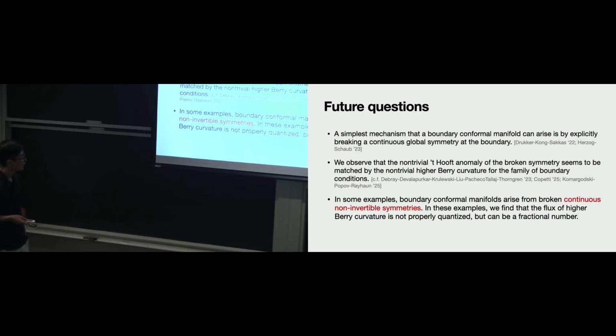So in some examples, we saw that the flux of Berry curvature was a fractional number. And, for instance, in this free boson example, the boundary conformal manifold can actually be understood as coming from the breaking of a continuous non-invertible symmetry, although I didn't explain it that way. And one may wonder whether there is any relation between anomalies of these continuous non-invertible symmetries and this fractional valued higher Berry flux.